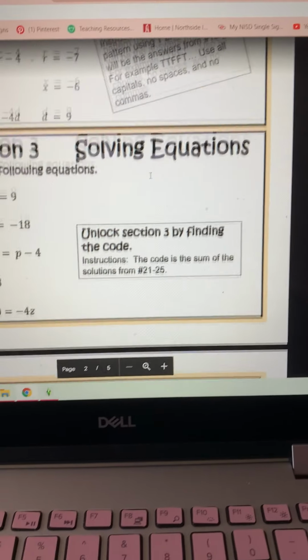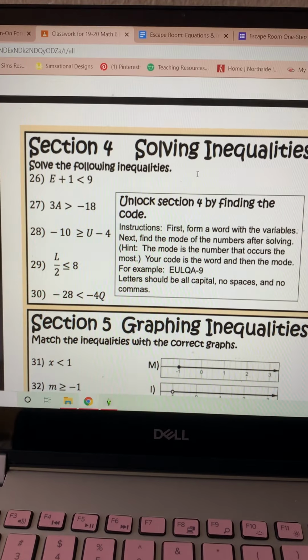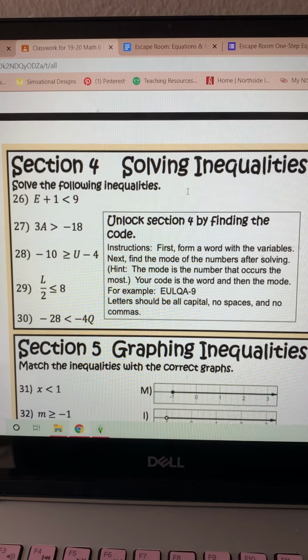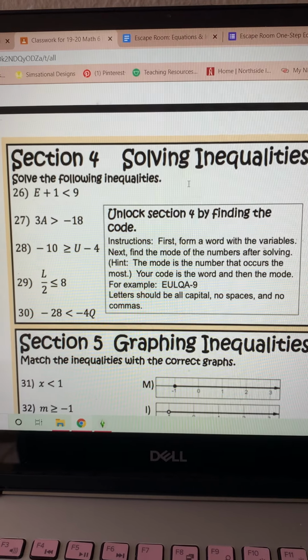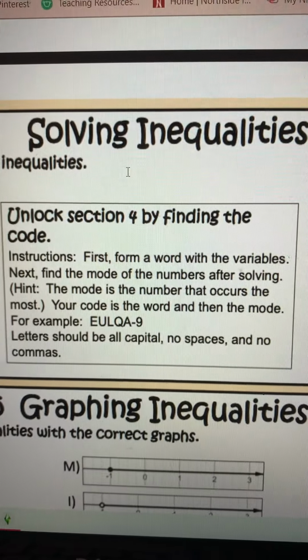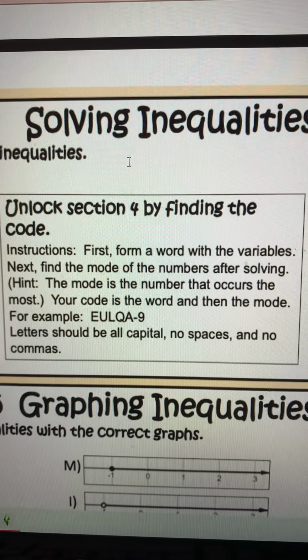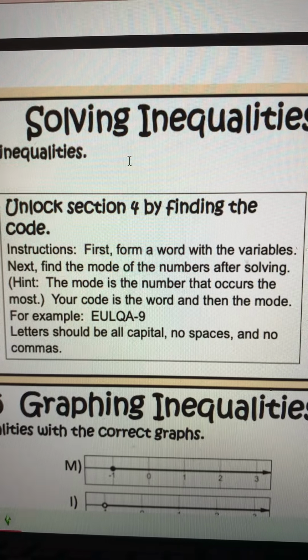Moving on. Section number 4. Now we want to solve inequalities. Now, the best thing about that is that it works the same way as solving equations. So the first thing we're going to do is read the instructions. First, form a word with the variables. Next, find the mode of the numbers after solving.